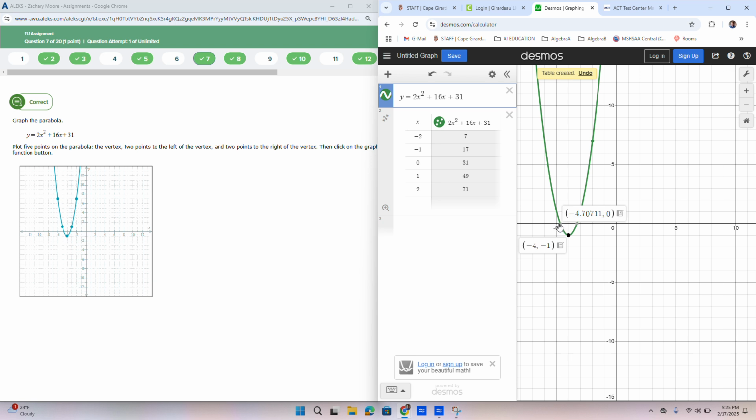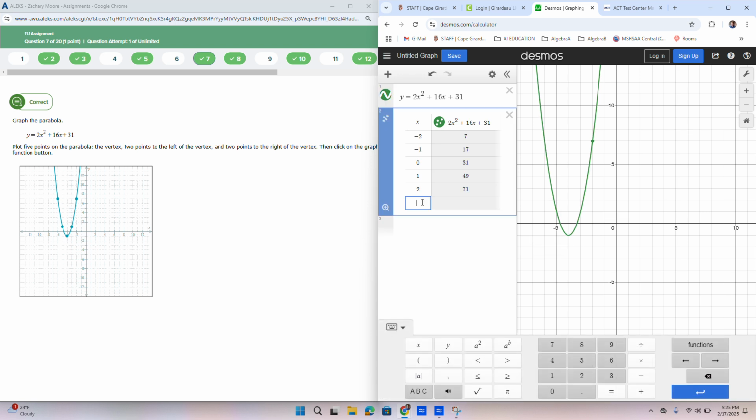So then your next dot, if you want, see how if you click on it on Desmos though, it says it's -4.707111. We don't want that. So our vertex was at -4. So if you want to go ahead and type in -4 and that x value, that tells you it's at -1.